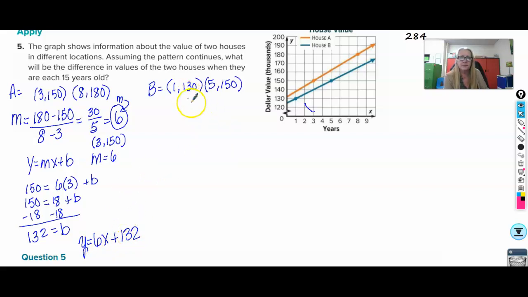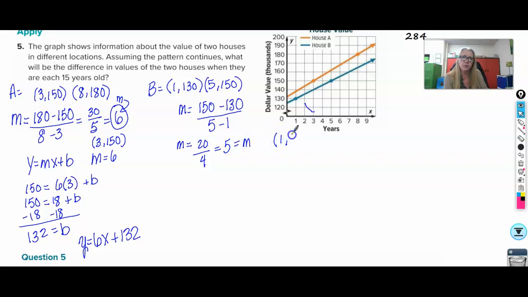Now on B, we're going to have to do the same thing. Second y minus the first y over second x minus the first x. So my slope: 150 minus 130 is 20, and 5 minus 1 is 4. So this one is changing by $5,000 each year. Okay, that's my m.